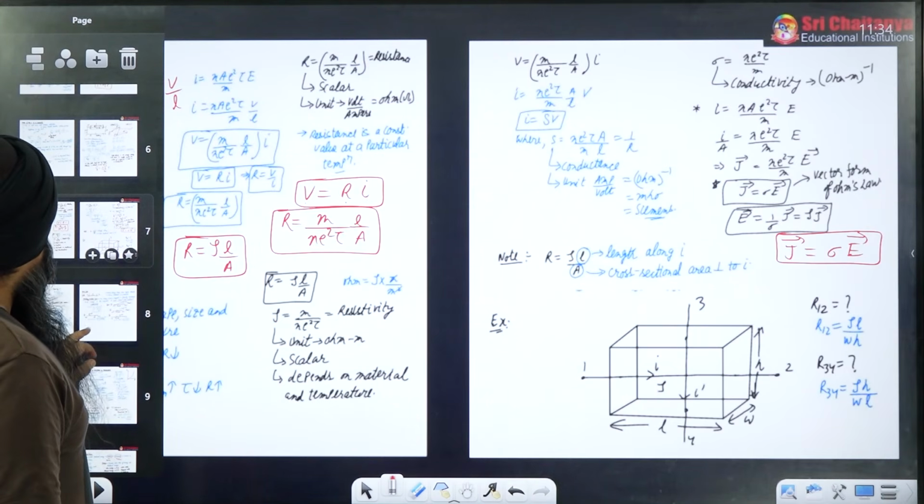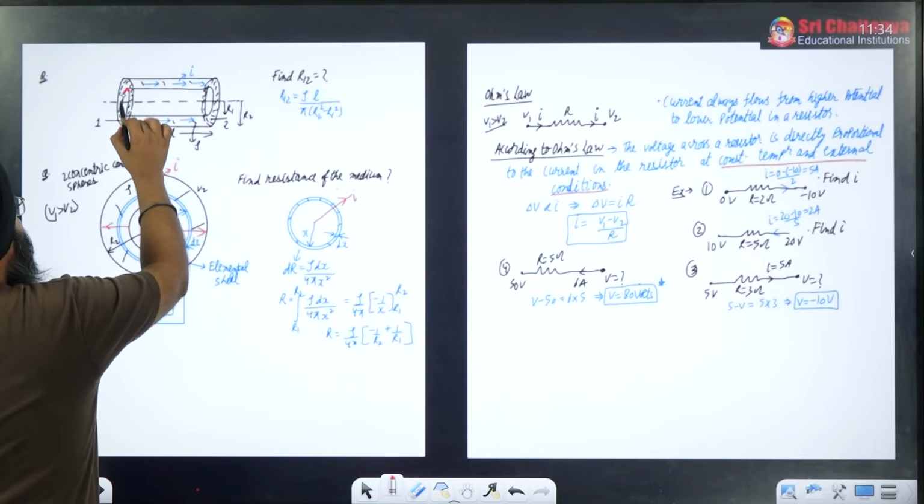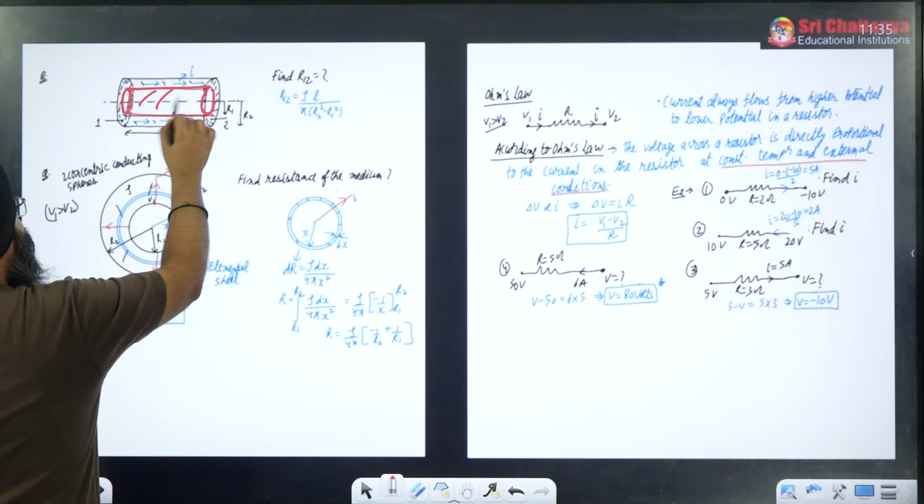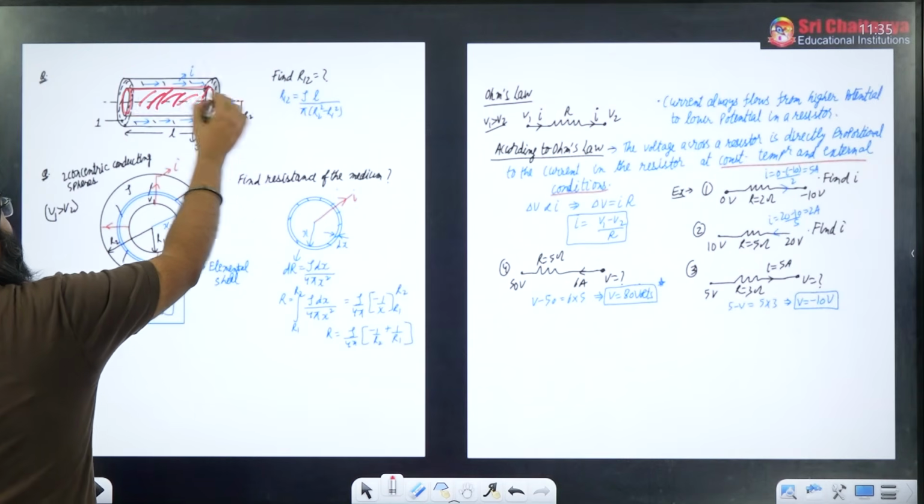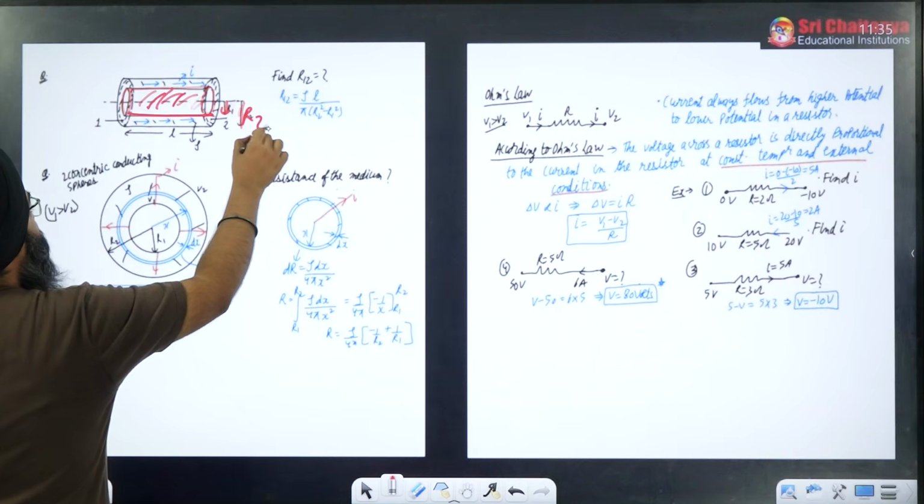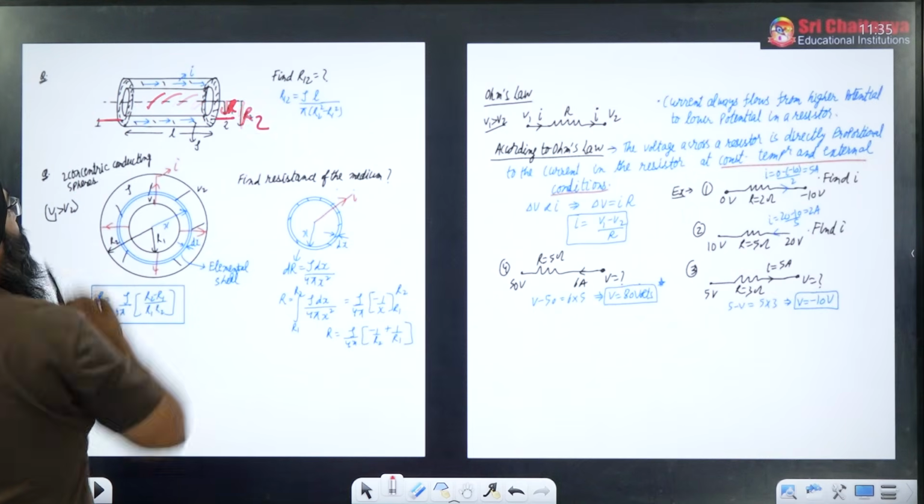I can take one more example. Please understand. Suppose this is a concentric cylinder. Inside there is no material. The inner radius is given as R1 and the outer radius is given as R2. And I want to find the resistance across these 2 points 1 and 2.